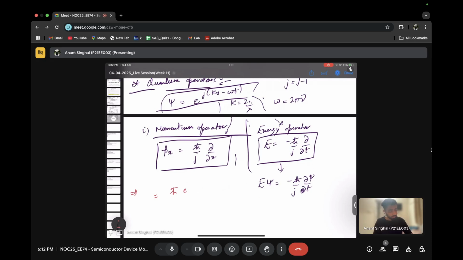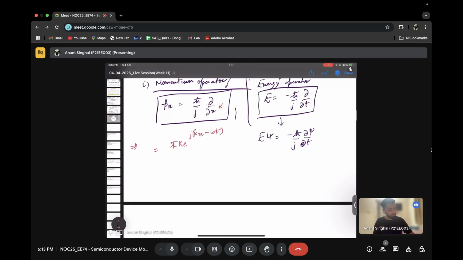e to the power e to the power jkx. This is what you're saying. Can anyone else? Okay. Since we are dealing with the position here, this will also be a constant. So it will be jkx minus omega t.